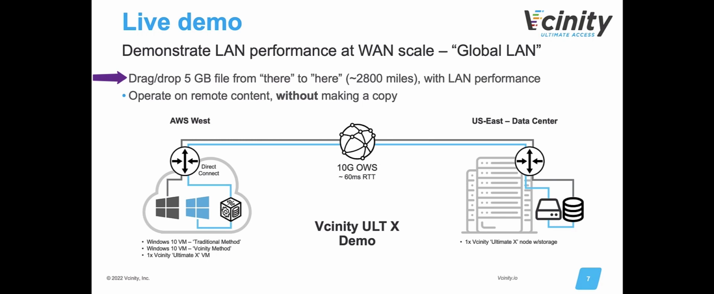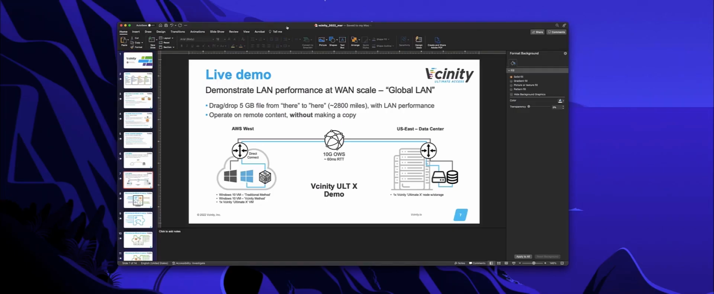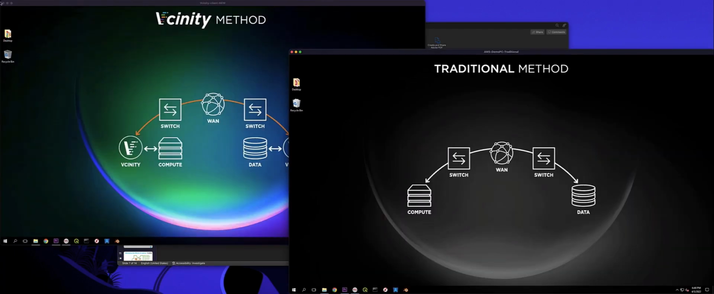Now we do have our Vcinity tunnel configured at 1 gigabit per second for this demo, and the latency, as you see, is roughly 60 milliseconds round trip. So let me bring up those screens. We'll get into the demo. All right, so here's our two computers.